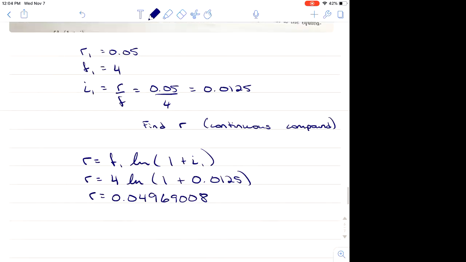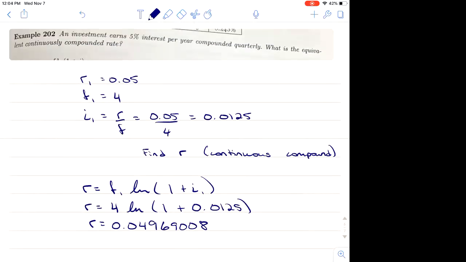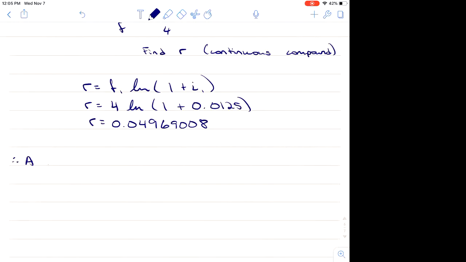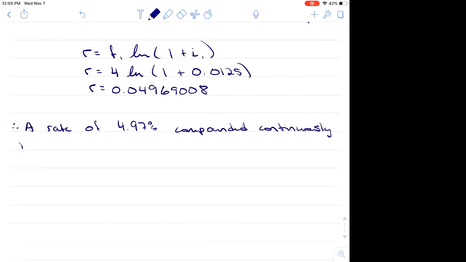So what does this mean? It means that a rate of 4.97% compounded continuously is equivalent to 5% compounded quarterly. Therefore, a rate of 4.97% compounded continuously is equivalent to 5% compounded quarterly.